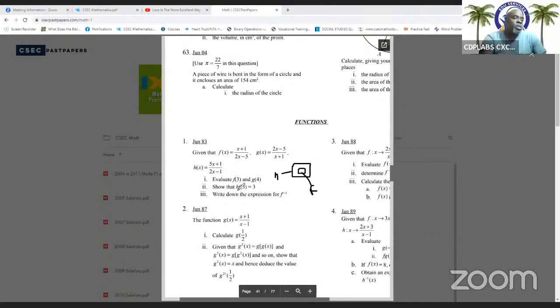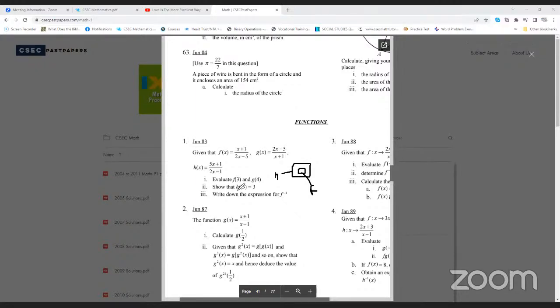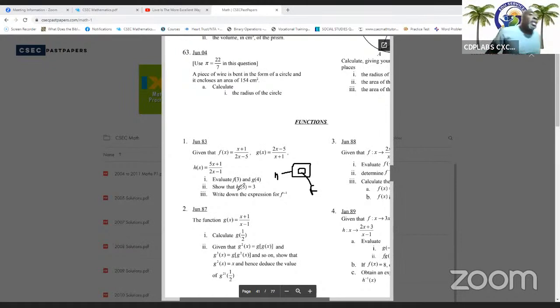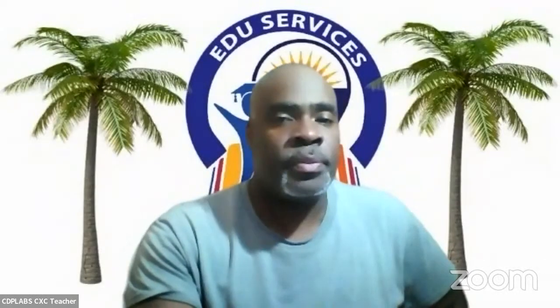All right. Now when you see the instruction that says show that, in other words, they gave you the answer, but you have to work it out. So therefore, let's go to the other board now and see how that's done.